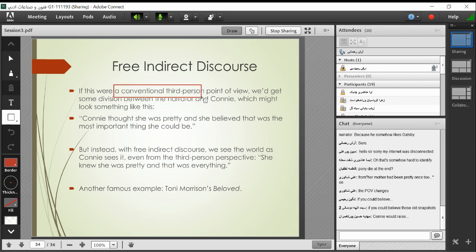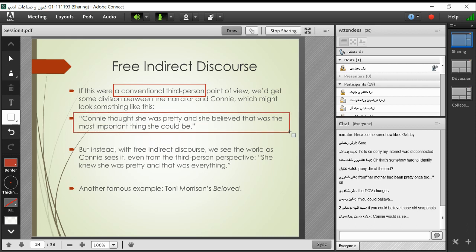یک third person conventional بود. اونجا که میگه کانی می‌گفت، خب نه، کانی قشنگ معلومه نظر خودشه، میگه من اصلا به این حرفای مادرم گوش نمیدم، من خودم می‌دونم خوشگلم و همین که خودم می‌دونم کافیه. اگه یک راوی سنتی سوم شخص بود اونجا قطعا اون قسمت رو اینجوری می‌نوشت: Connie thought she was pretty and she believed و او اعتقاد داشت that was the most important thing she could be.